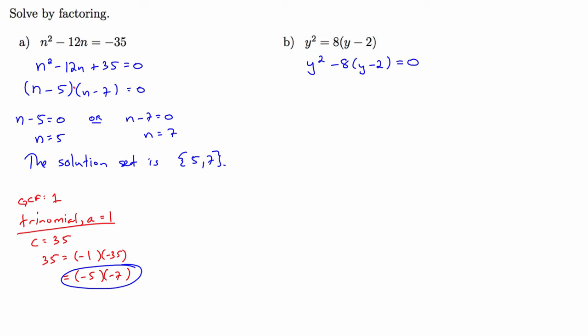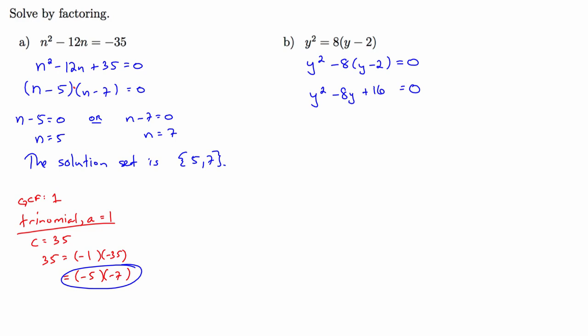While we have set it equal to 0, this is not yet in the standard form. We need to get rid of the parentheses around the y minus 2. So we'll do that by distributing negative 8 into the parentheses. So negative 8 times y is minus 8y. Negative 8 times negative 2 is a positive 16. So the new version of this equation in standard form is y squared minus 8y plus 16 equals 0.